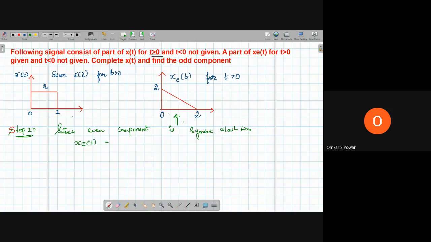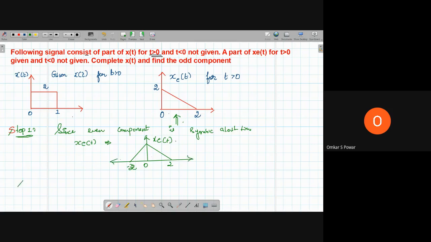So what is the even component of the whole signal? Same thing. This one, we have to do a mirror reflection. Whatever is there, so this is the given signal. You take the mirror image. So you will get the even component x e of t, from -2 to 2. So this is the even component of the signal.